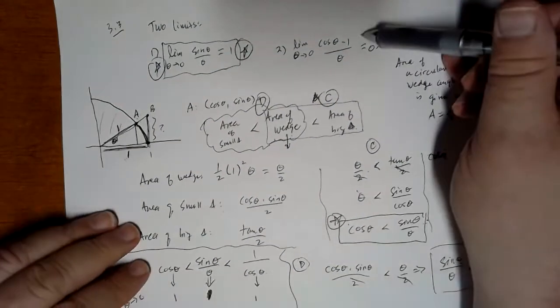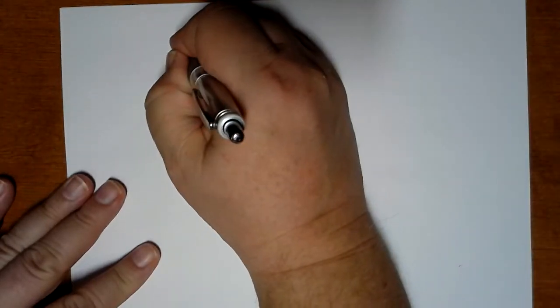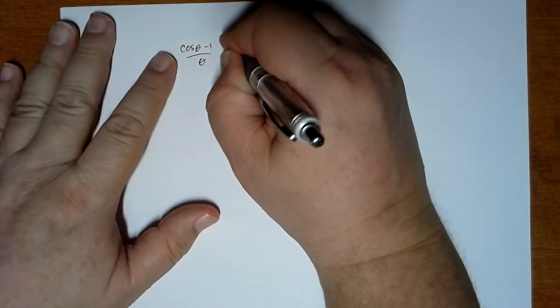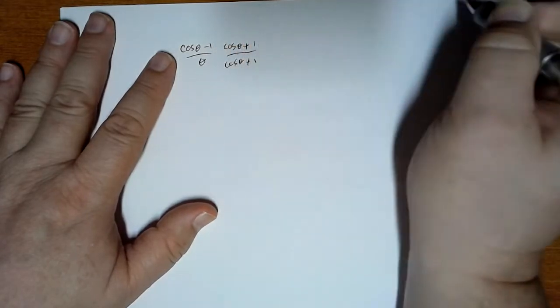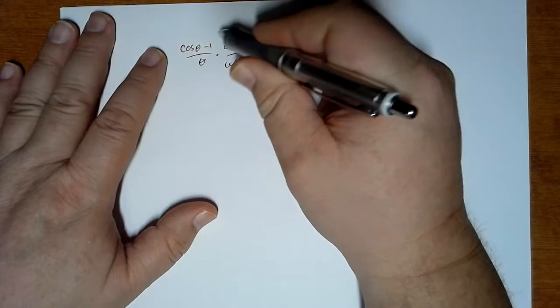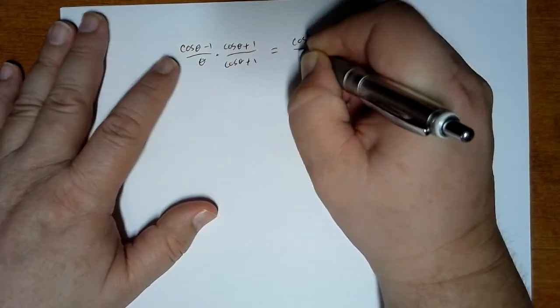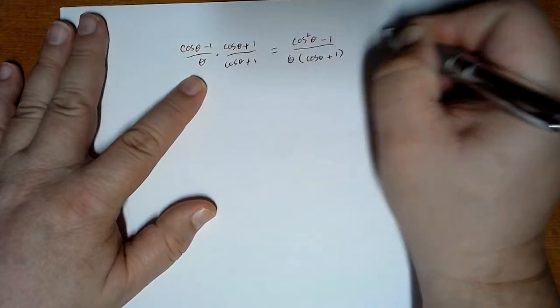Okay, so let's see if we can figure out how to get this second limit. So let's take cosine theta minus 1 over theta. And the trick for this one is that we're going to multiply top and bottom by the conjugate, cosine theta plus 1 divided by cosine of theta plus 1. And if we do that, then the numerator becomes cosine squared theta minus 1 divided by theta times cosine theta plus 1, right?